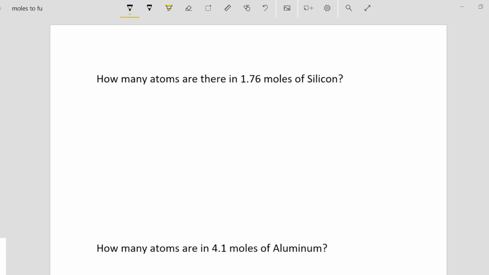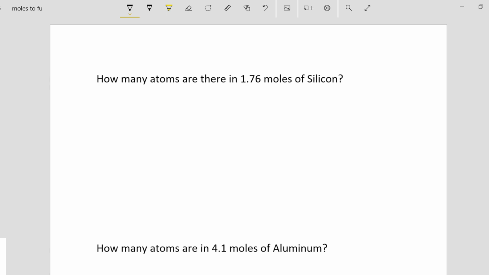Okay, so this is the second video we're making. This is about converting from number of moles to formula units and from formula units back to the number of moles. Here, as you can see, I don't have the mass of silicon or aluminum written out. That's because we don't actually need the mass. We're not going to calculate the molar mass for this one.